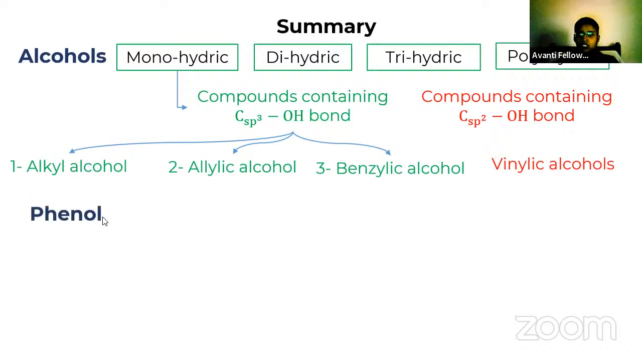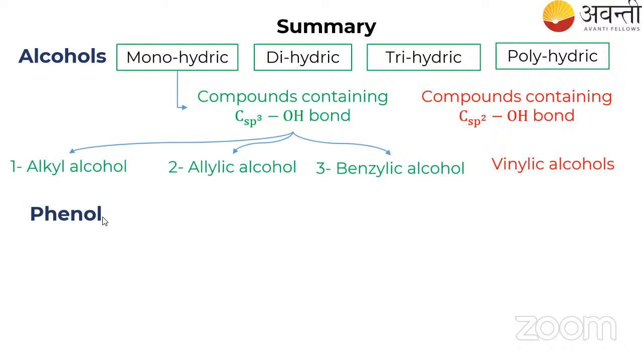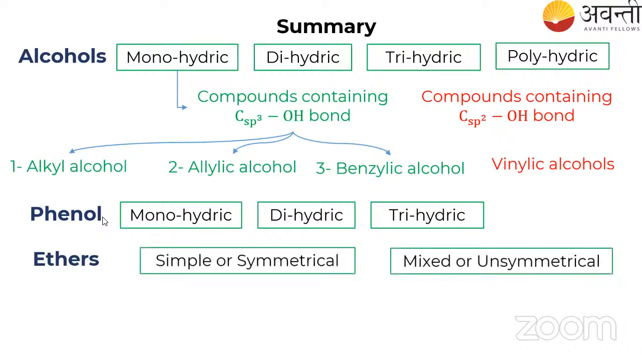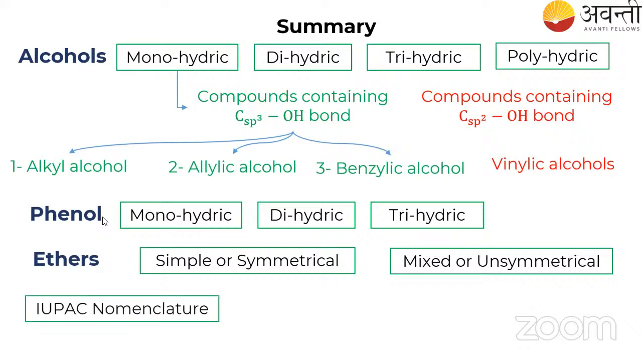The next one is the classification of phenol. Again it was classified into monohydric, dihydric, and trihydric. Then coming to ethers, there were 2 classifications: simple ether or symmetrical, and mixed ether or unsymmetrical ether. Later we came to the nomenclature. There were 2 different types: one is the common name and the other is IUPAC nomenclature.